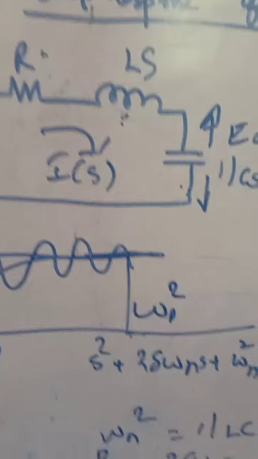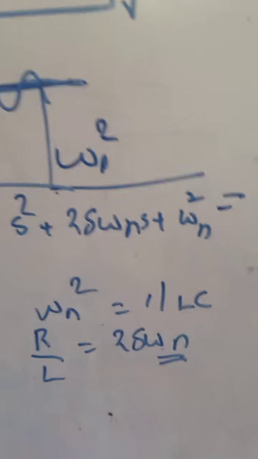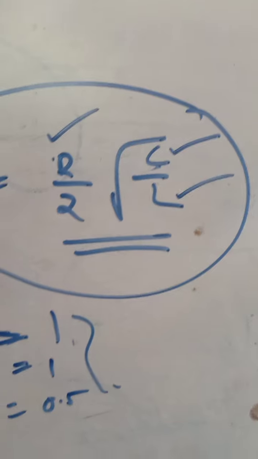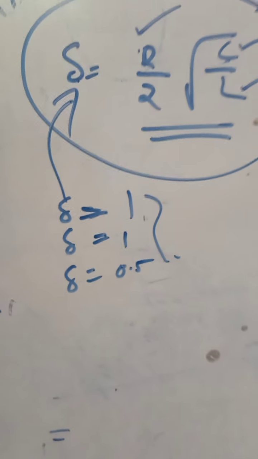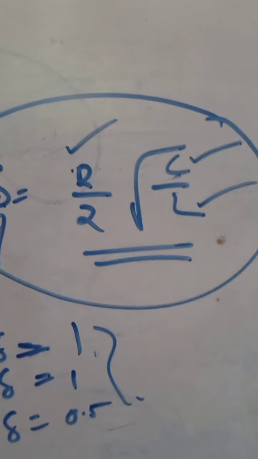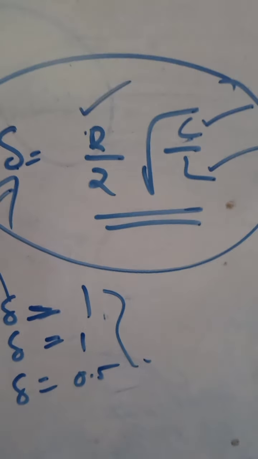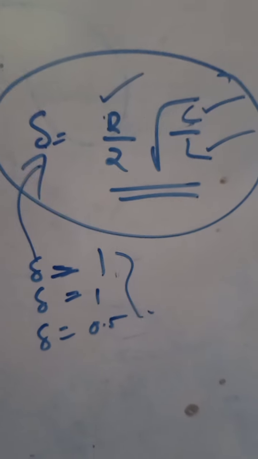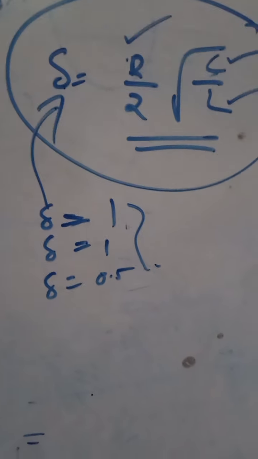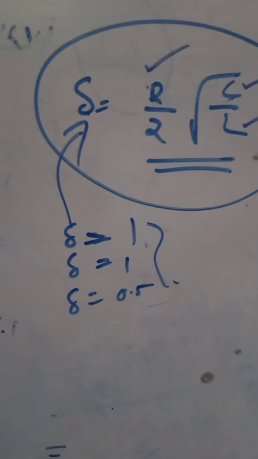First of all write the transfer function, then by comparing it with the standard form, obtain the formula for delta, that is R by 2 into root of C by L. Then for 3 different conditions of damping ratio, that is overdamped, critically damped and underdamped, find the value of R. First fix C and L with the available values you have in the lab, and find the value of R for 3 different conditions of delta.